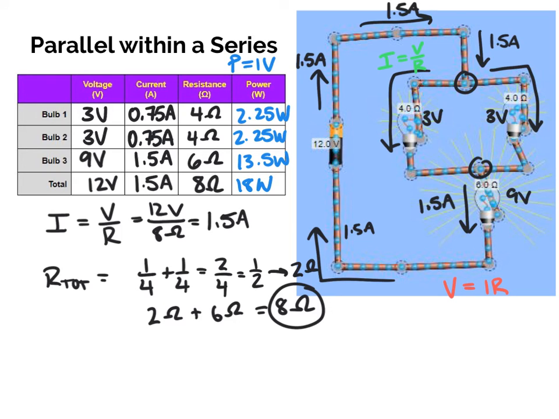So kind of putting this all together, if you look again at the power of all three of these components, all three bulbs, you should notice that those three numbers should add to my total of 18 watts. And that's a good way to know if you did this table correctly, because the amount of energy being supplied by the battery should equal the amount of energy being used by each bulb.